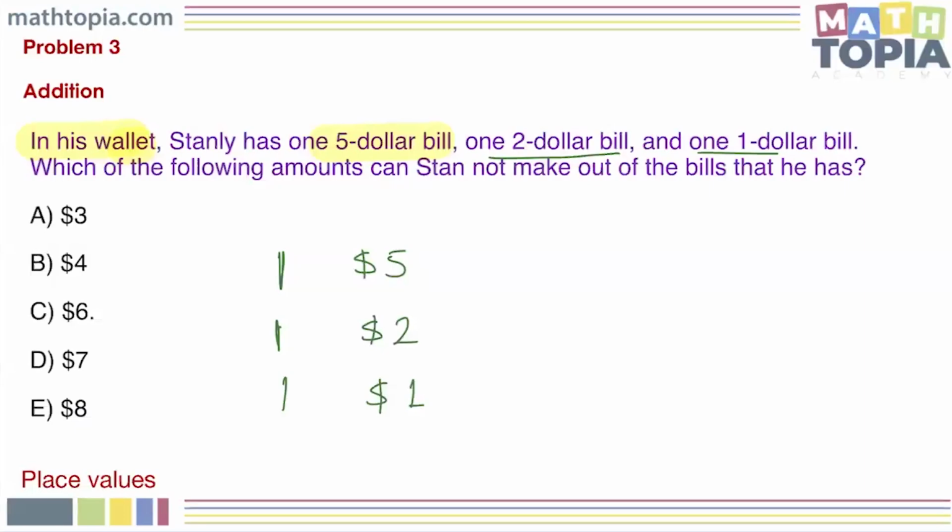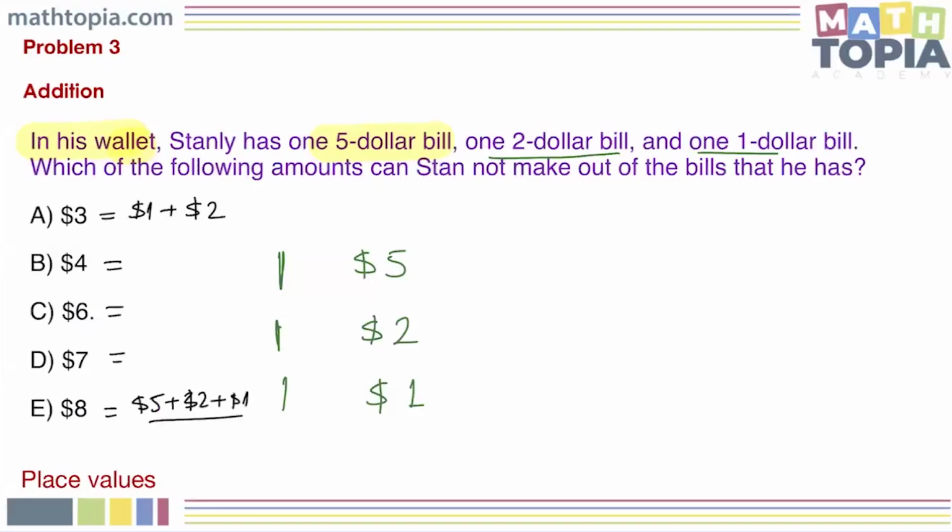Can he make $3? How? He just pays 2 plus 1. I mean, both his $2 bill and his $1 bill. What about 4? What about 6? Can he make $8?